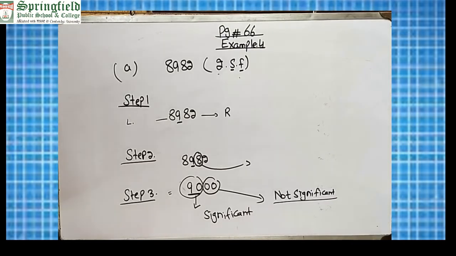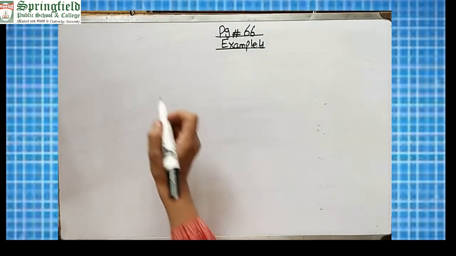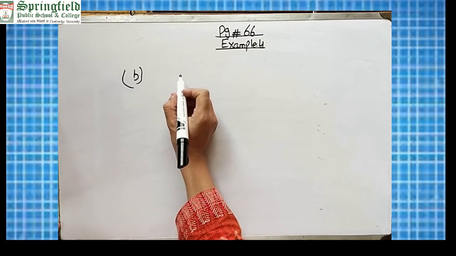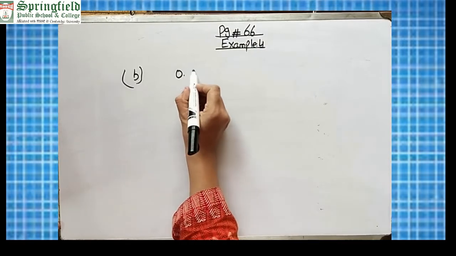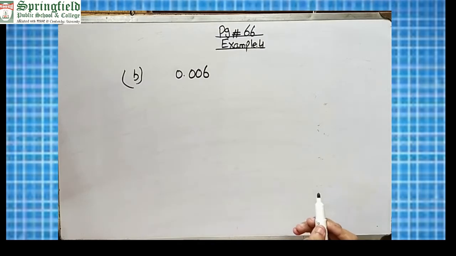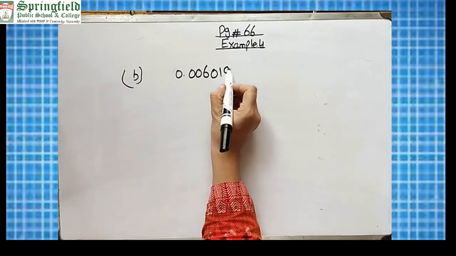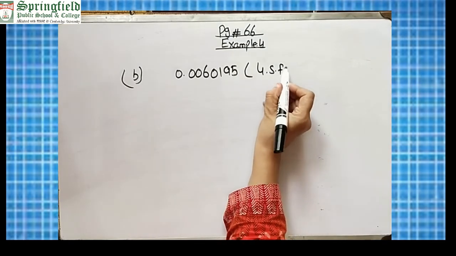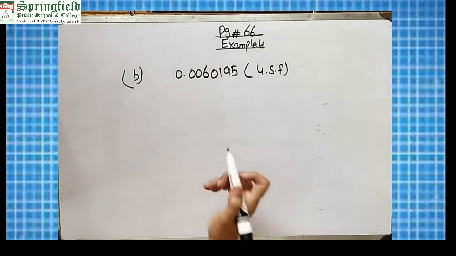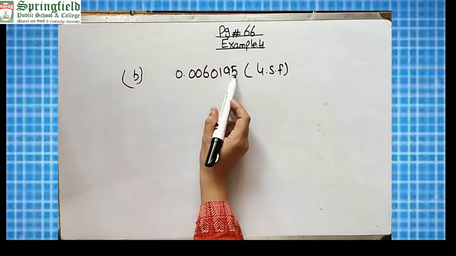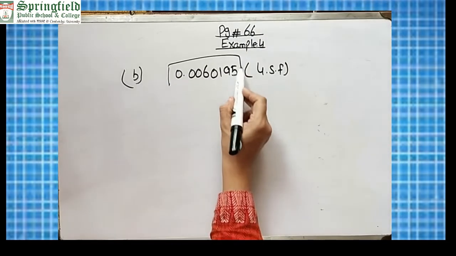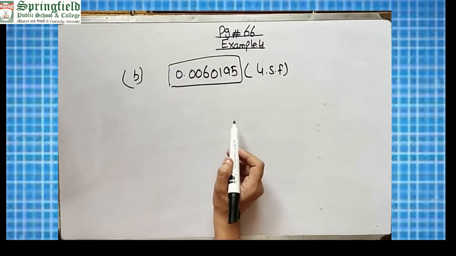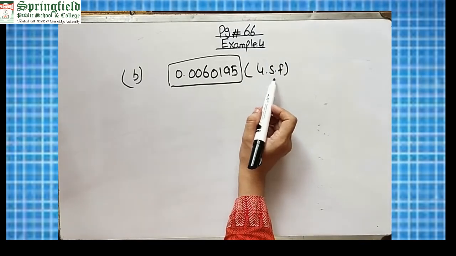Fine? Okay. Now come to the B part. The B part is, the number is 0.006 0195, and they are saying to round off this number to 4 significant figures. So how many digits are there? 1, 2, 3, 4, 5 significant. The given number has 5 significant figures, and they are saying to round off to 4 significant figures.